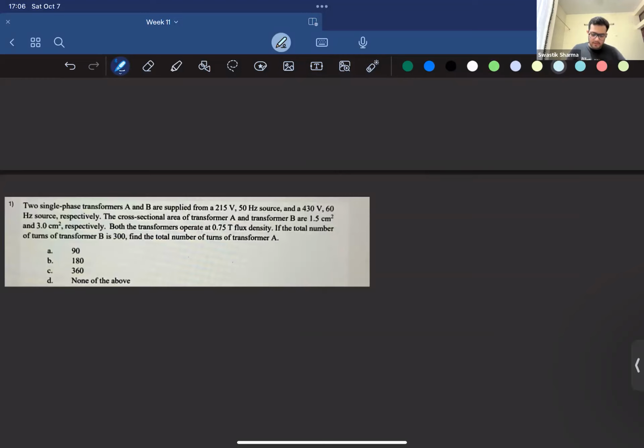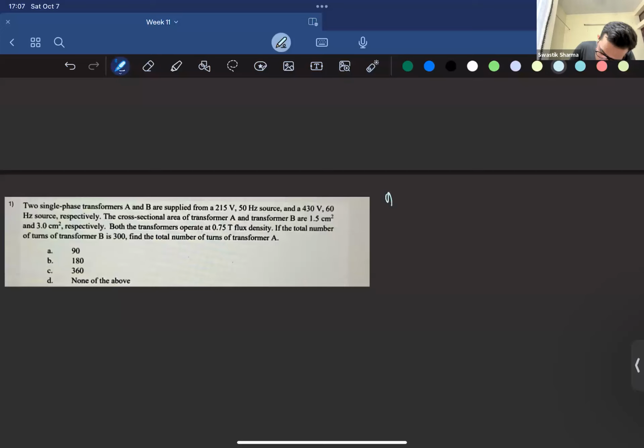Yeah, so we are given the cross-sectional areas of transformer A and transformer B. Both of them operate at a similar flux density, that is 0.75 Tesla. The number of turns for transformer B is 300, which means the primary side has 300 turns, and we can take the secondary side as 1 only, so it's 300:1. We are required to find the total number of turns of transformer A. So how will we do that?